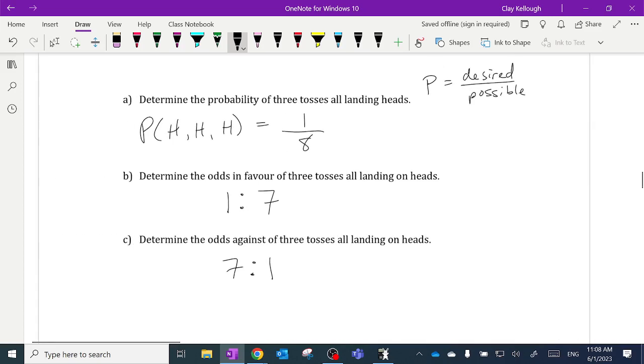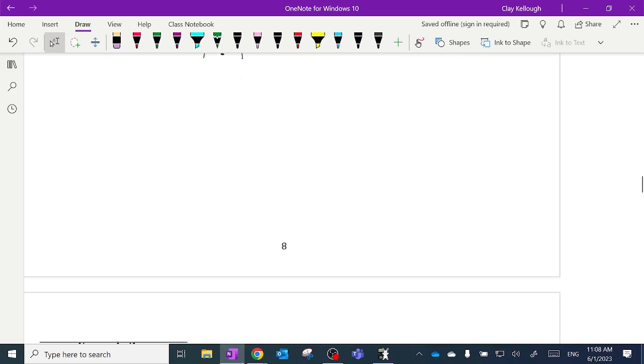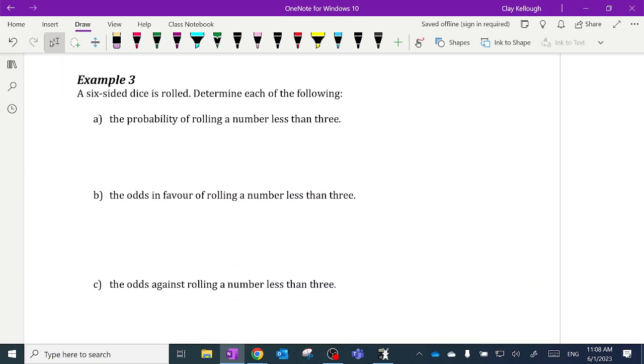Okay. Next question. A 6-sided die is rolled. Determine each of the following. The probability of rolling a number less than 3. Okay, what is the probability of rolling a number less than 3? So let's see, what is that going to be? The numbers less than 3 are 1 and 2.